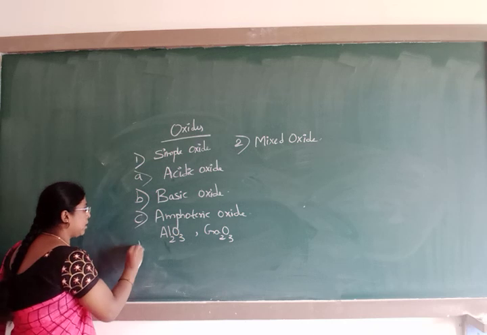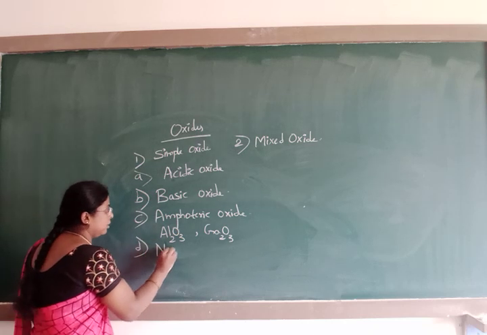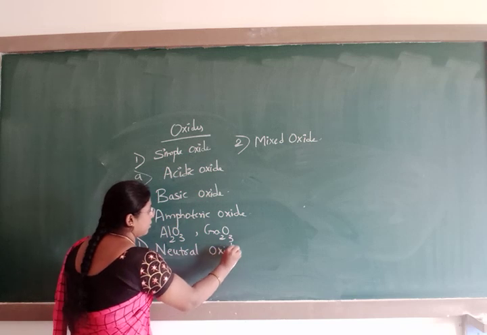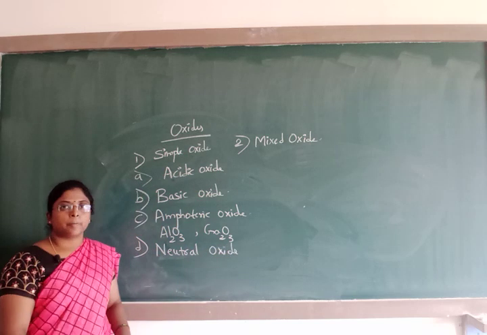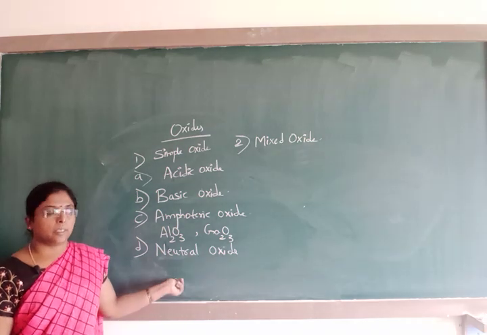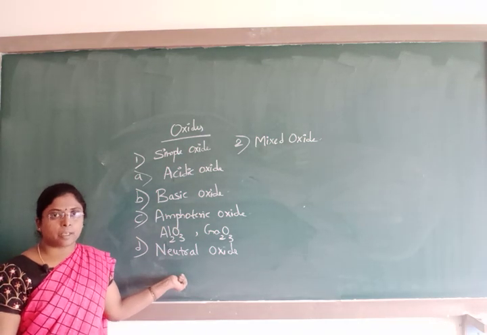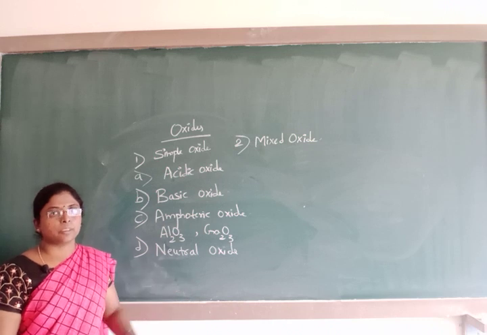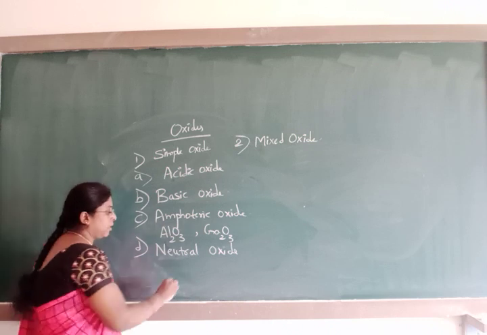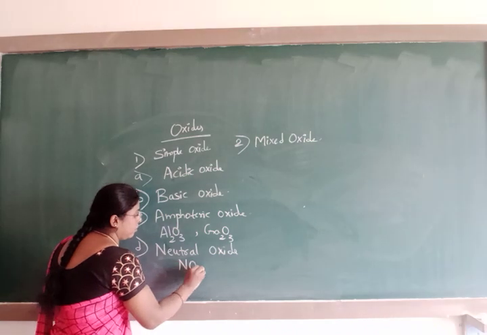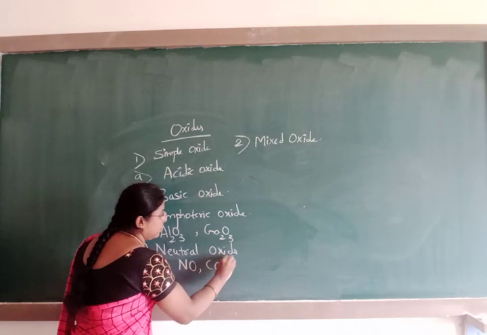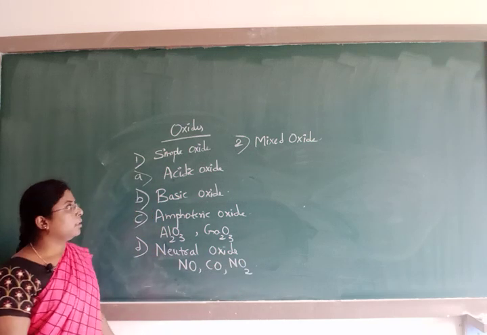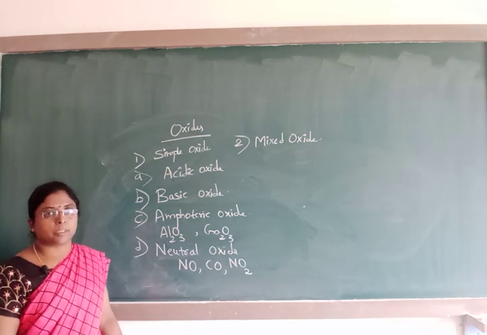Last in this part comes the neutral oxide. Neutral oxides are oxides that neither act as an acid nor as a base. Such oxides are known as neutral oxides. Examples are NO, CO and N2O. This is all about the simple oxides.